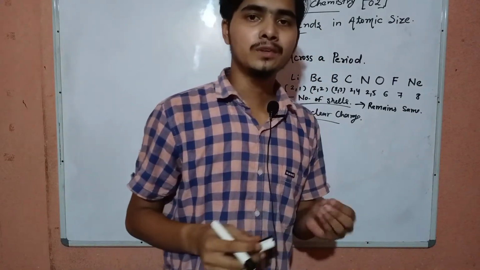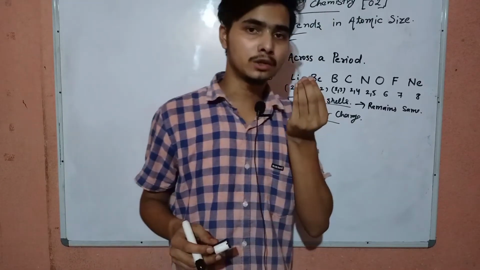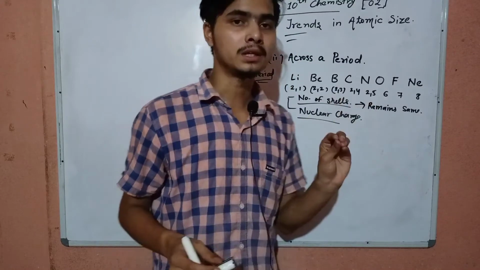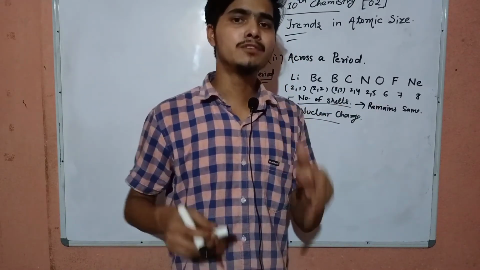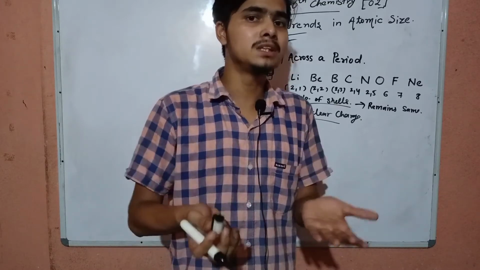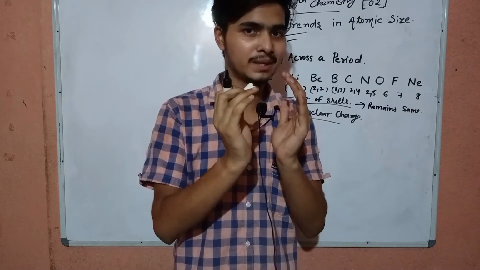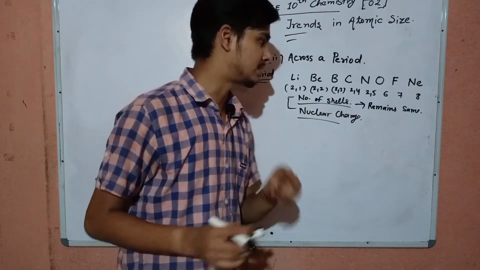Okay, so we have understood that the number of shells remains the same when we move across a period. You can take any period and you can see this phenomenon, that the number of shells is remaining the same. So if the number of shells is remaining the same, that means what? Atomic size, whatever it was, will remain. Okay, but no. Let's see nuclear charge. This is the factor here.